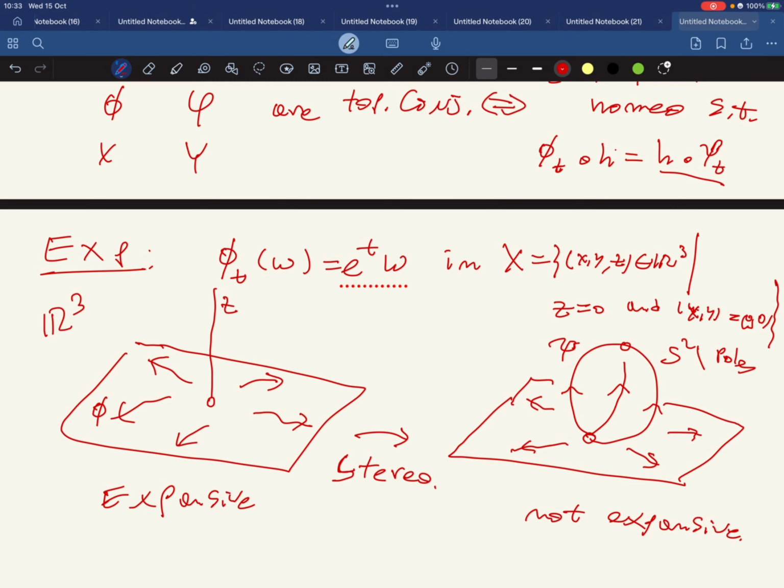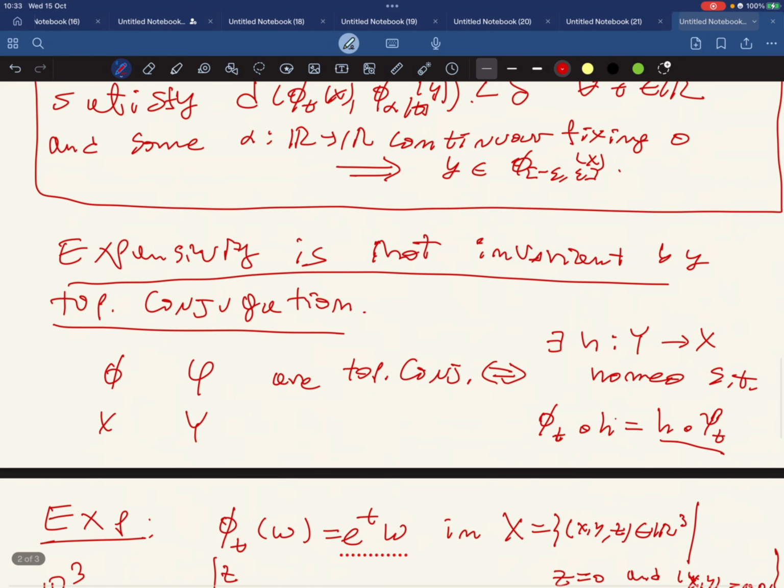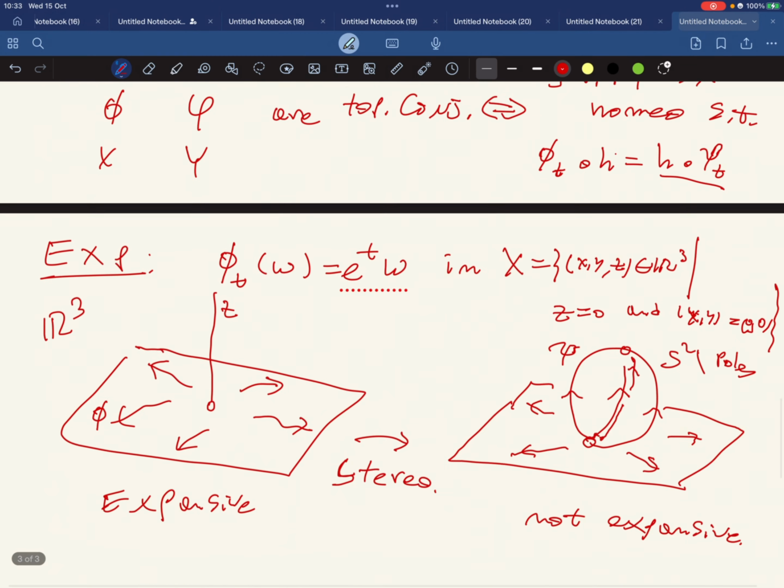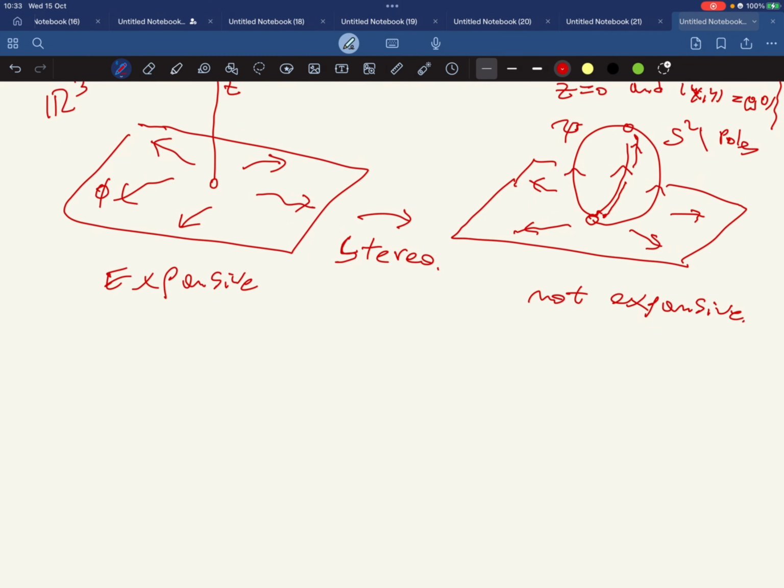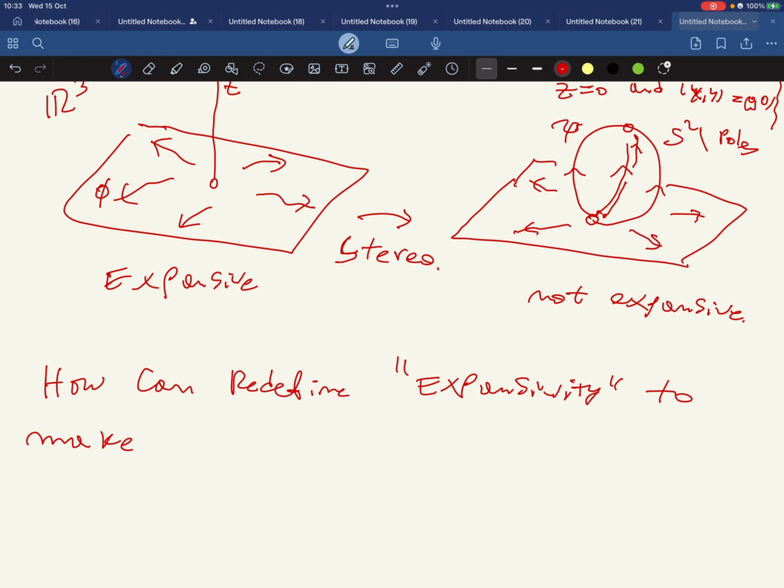This is very simple because you can pick two points very close here, and their orbits will be together all the time. They will be together all the time, but the orbits are disjoint, which is not the property required for expansivity. So with this example, how can we redefine expansivity to make it invariant under topological conjugacy?